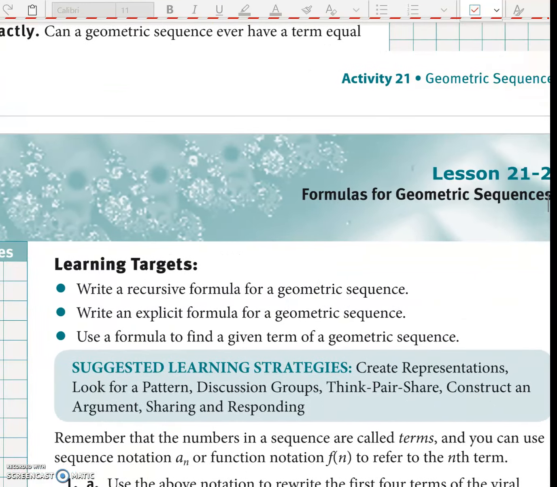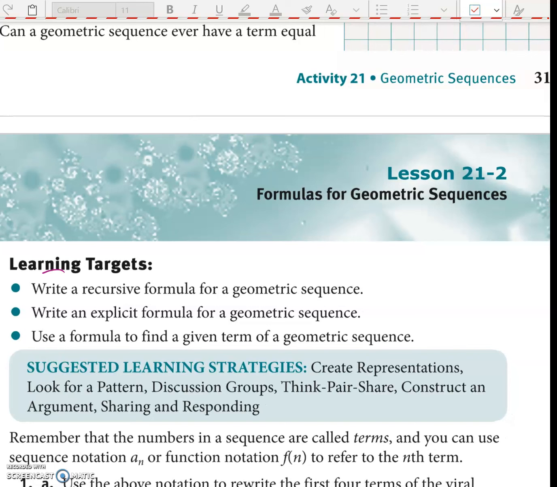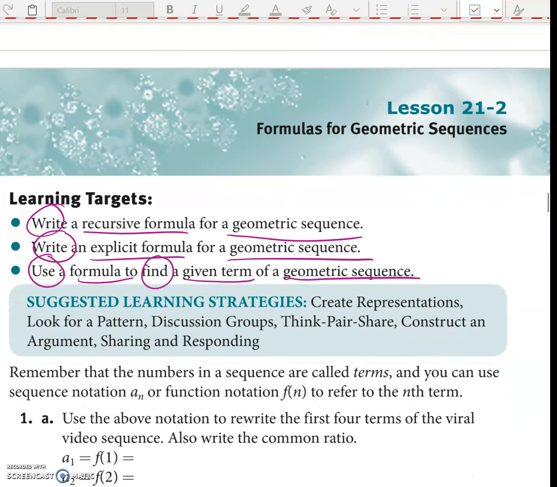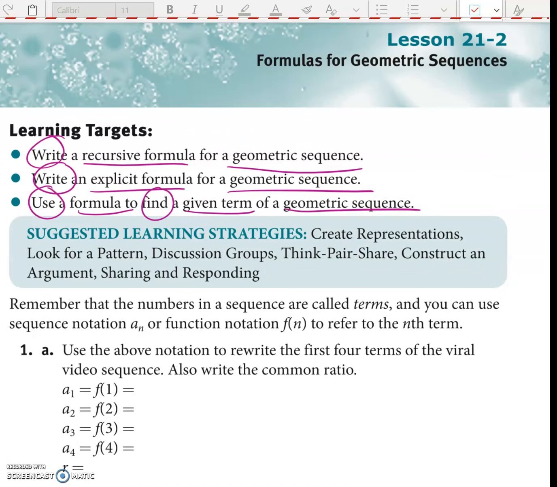And in this one, still talking about geometric, we're going to learn what a recursive formula is for a geometric sequence, write an explicit formula for a geometric sequence, and then use a formula to find a given term of a geometric sequence. So still keeping the idea that you're multiplying each time, we're just going to talk about the different formulas that you use and how you can find those pieces.